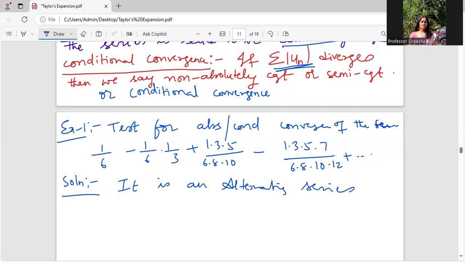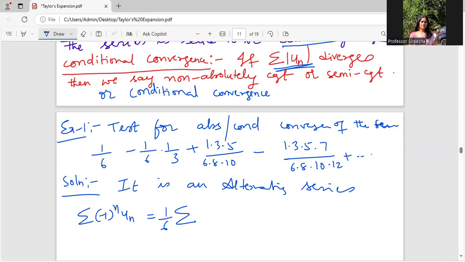Now I'm asked to find whether the series is absolutely convergent or conditionally convergent. So for absolute convergence, what will I do? First, I will write the nth term: summation minus 1 power n un. First, I have to write that summation. I think I can take 1 by 6 common and then put the AP.